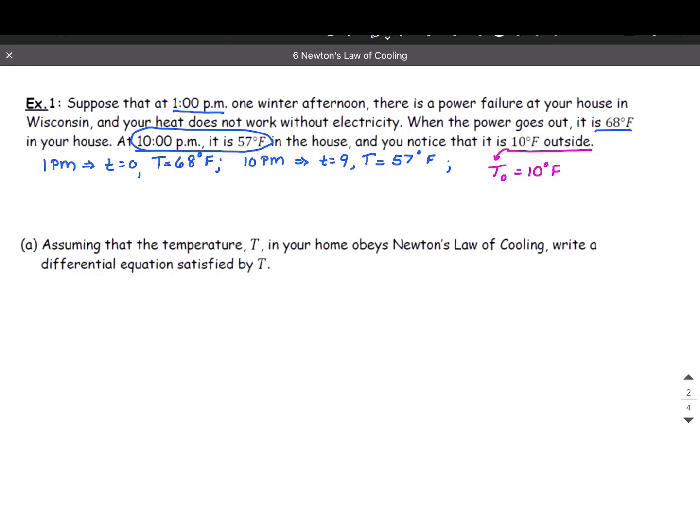Now remember, for Newton's law of cooling, we have dT/dt equals the constant of proportionality times T minus T naught. So all we've done so far is read the stem of the question and write down what they told us, okay? Now let's see what they're asking. Assuming that the temperature T in your home obeys Newton's law of cooling, write a differential equation satisfied by T. So that's why we used this differential equation here. So we're going to do dT/dt equals k times T minus, and the only thing we can substitute in is the 10 for the temperature in the environment. That's it. That's part A. We wrote our differential equation.